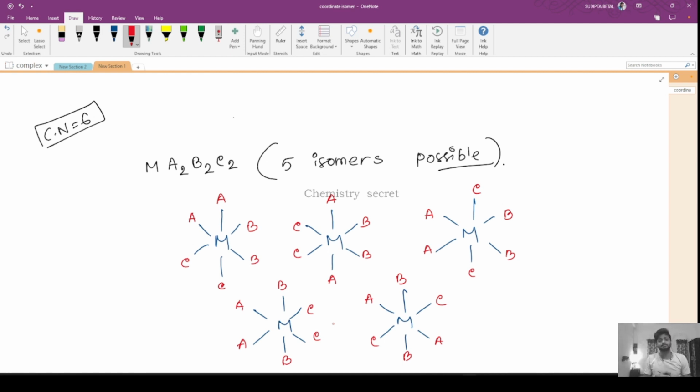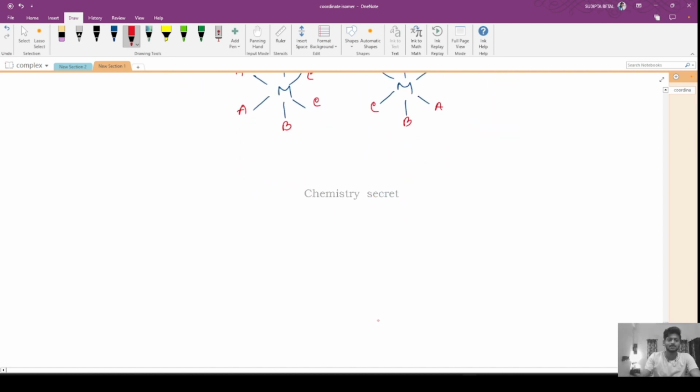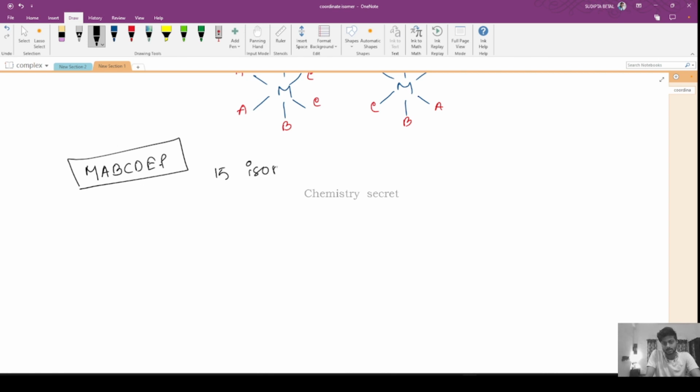Okay. In the same case, MABCDEF, if we set 6 different ligands at the same time, then 15 isomers are possible, but only 3 isomers are isolated. Only 3 isomers have been isolated, but 15 isomers may be possible.